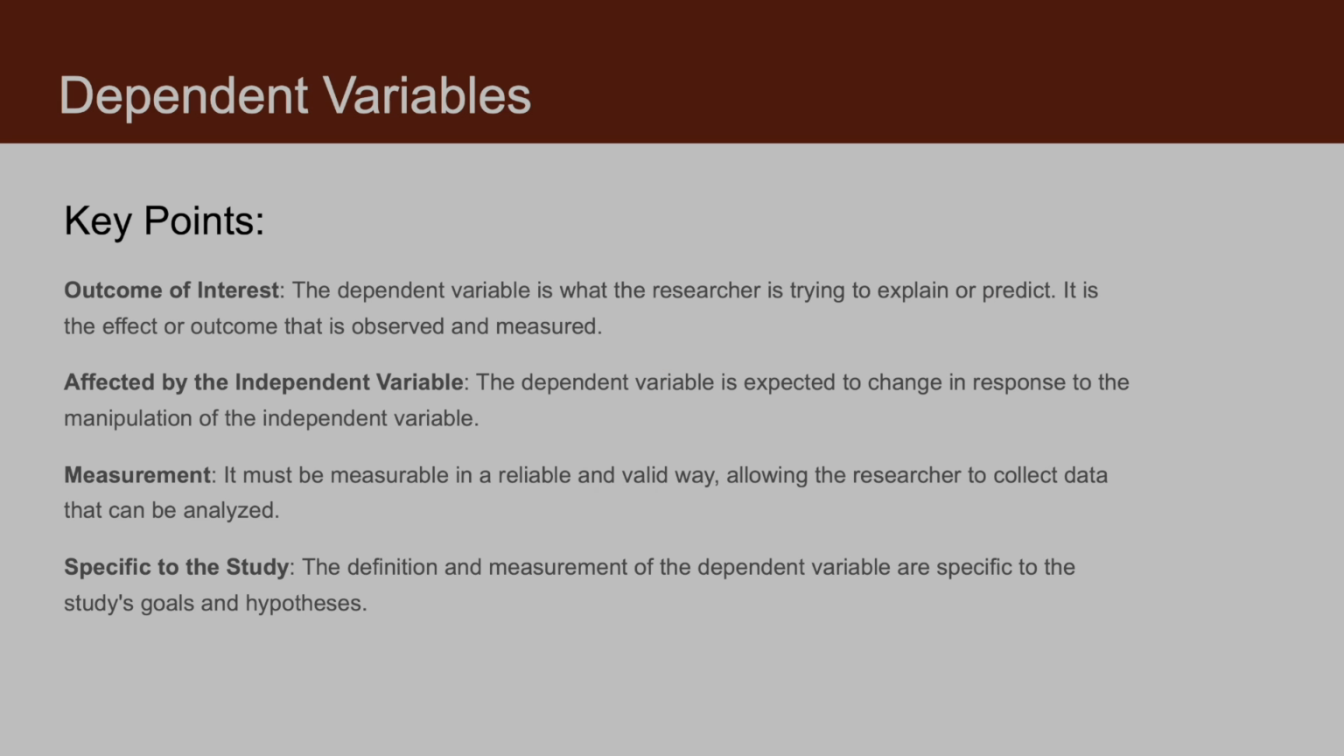Thirdly, the dependent variable measurement. It must be measurable in a reliable and valid way, allowing the researcher to collect data that can be analyzed. Finally, specific to the study. The definition and measurement of the dependent variable are specific to the study, similarly to the independent variable.